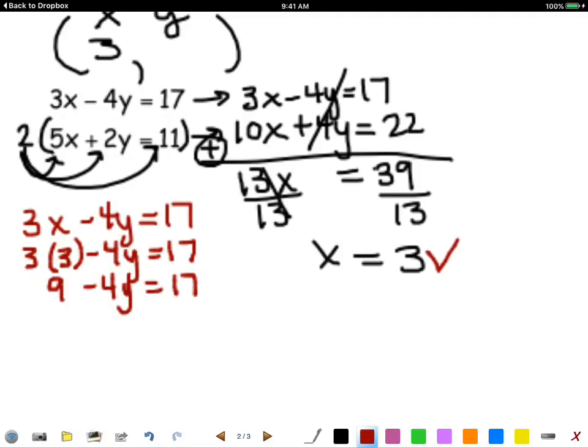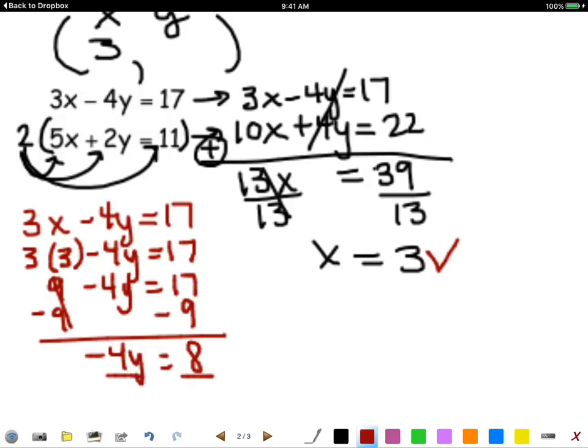Get rid of that 9. How? By subtracting. Good. Bring down your negative 4y equals 8. 17 minus 9 is 8. Divide by negative 4, and you get what? Negative 2. So don't forget to come up here and put that as your answer.